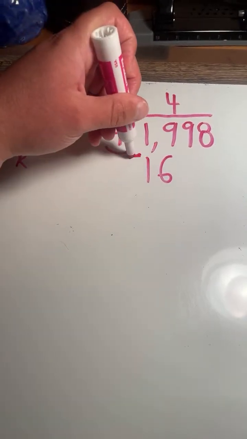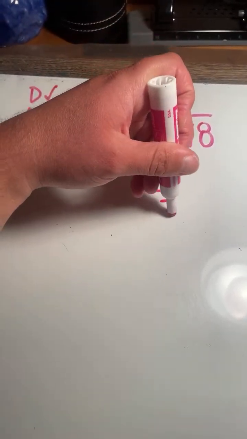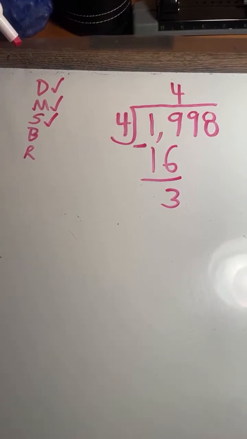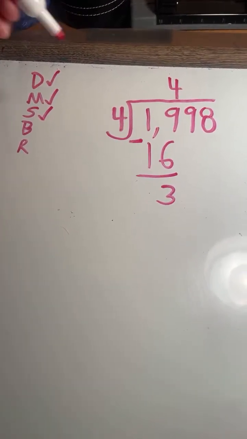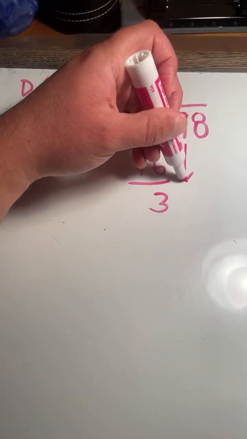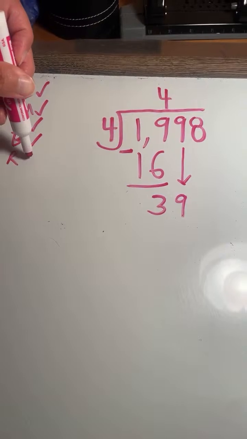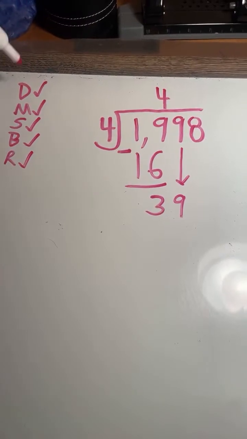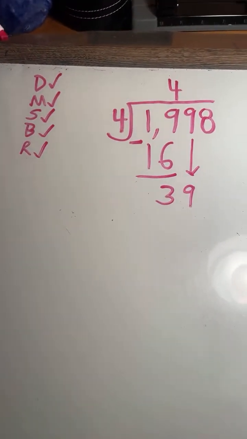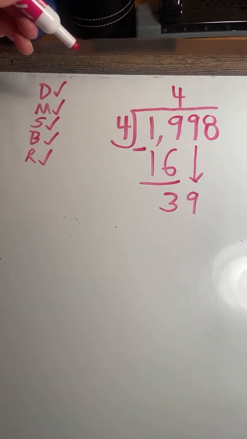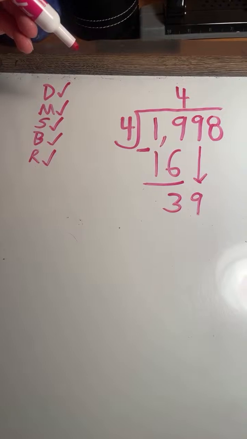Next, we subtract. 19 minus 16 equals 3. Next step, we bring down the next number. We're bringing down the 9. And now we're on repeat. We are repeating steps 1 through 4. So 39 divided by 4. Again, there will be a remainder.